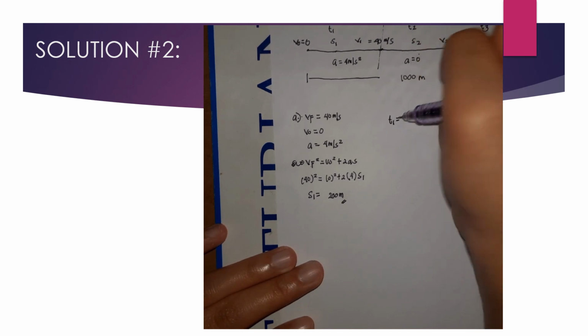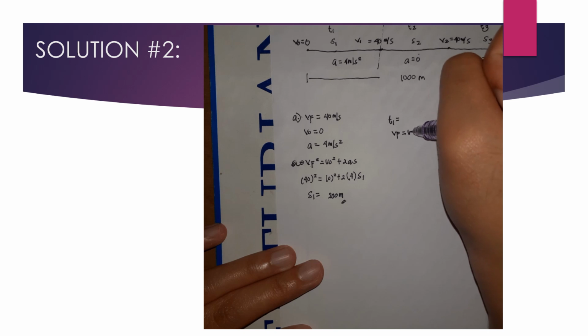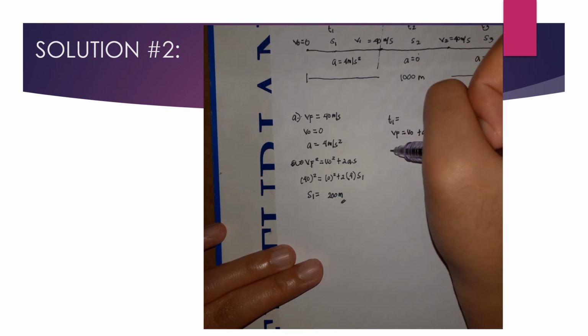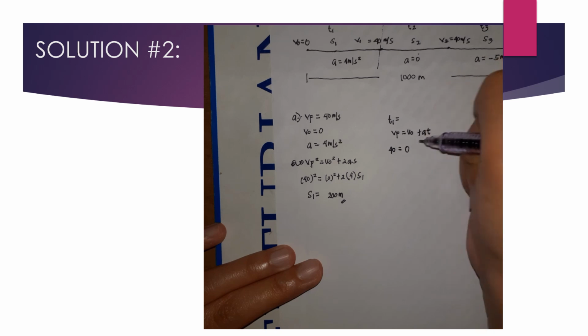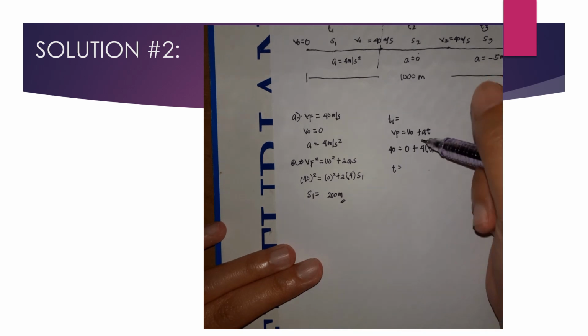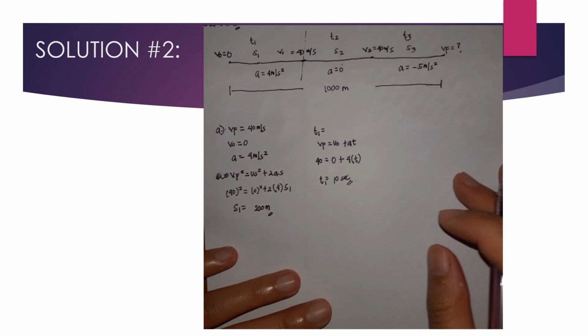Now we have our S1 here. This can also solve for our time 1, using the formula Vf equals V naught plus at. Our final velocity is 40, our initial is 0, our acceleration is 4, and our time is unknown. So we can see here that 40 divided by 4, we have 10 seconds.